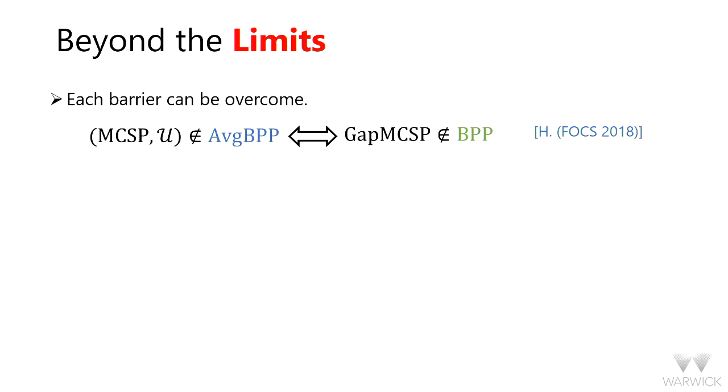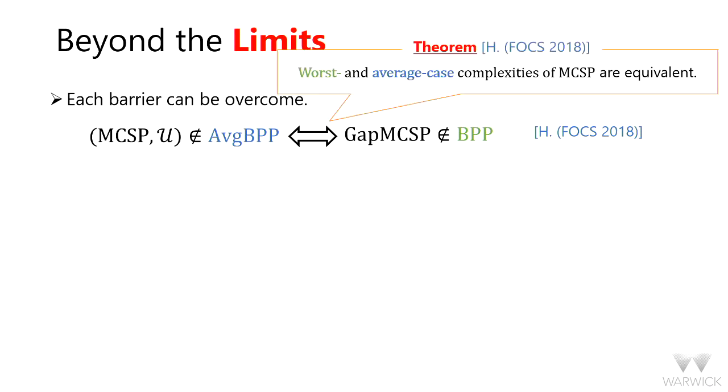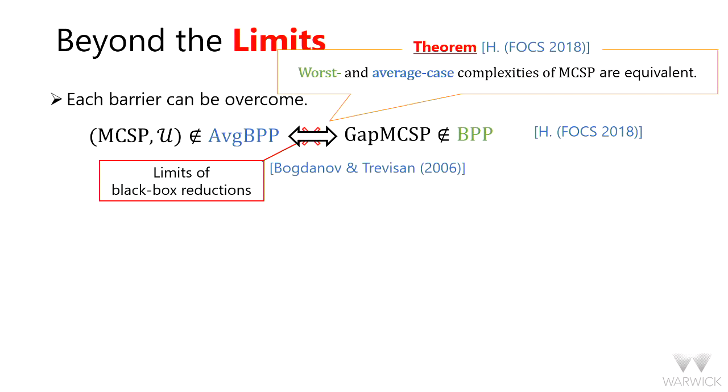For example, if you consider MCSP, we can actually show that worst-case and average-case complexities are equivalent. And what's important about this result is that it goes beyond the limits of black-box reduction. Let me briefly explain what the limits of black-box reduction are. Bogdanov and Trevisan showed that there is a limit of a standard proof technique called black-box reduction, or just reduction.